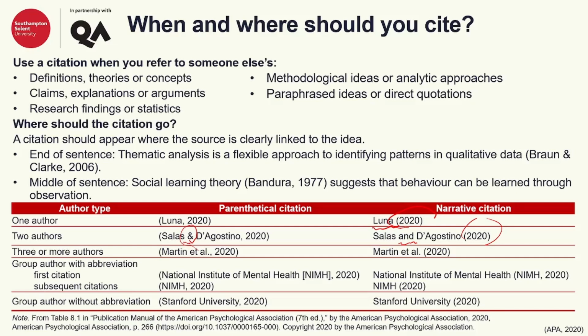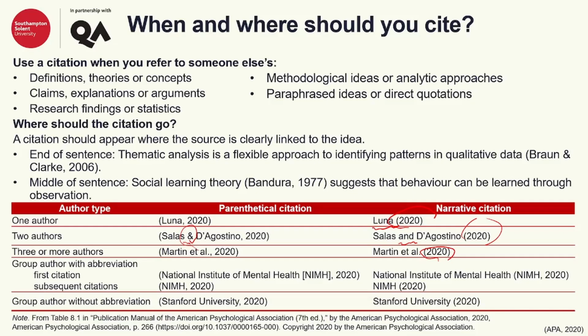For a source with three or more authors, use the first author's surname followed by et al. from the first citation. For example, the parenthetical citation is (Martin et al., 2020) in brackets. The narrative citation is Martin et al. (2020), with the year in brackets. Et al. means "and others". The full author list still appears in the reference list entry.